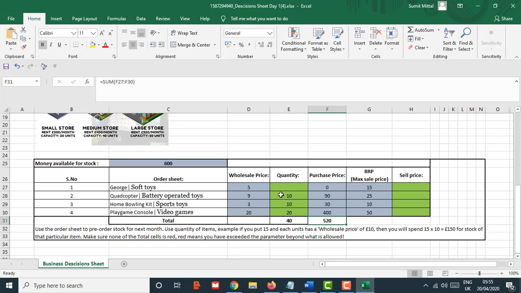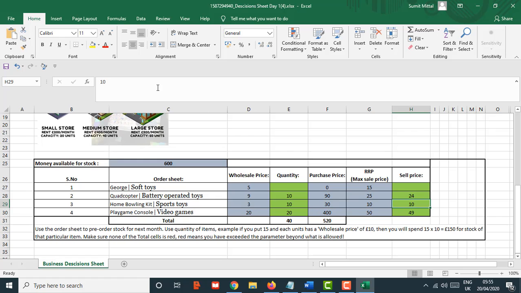Now for each category you are purchasing, you need to have a sell price. So for the play game console, let's say I want to sell it at £49. Home bowling kit, I want to sell it at full price. And quadcopter, let's say I want to sell it at £24. So this completes my decisions for round one.